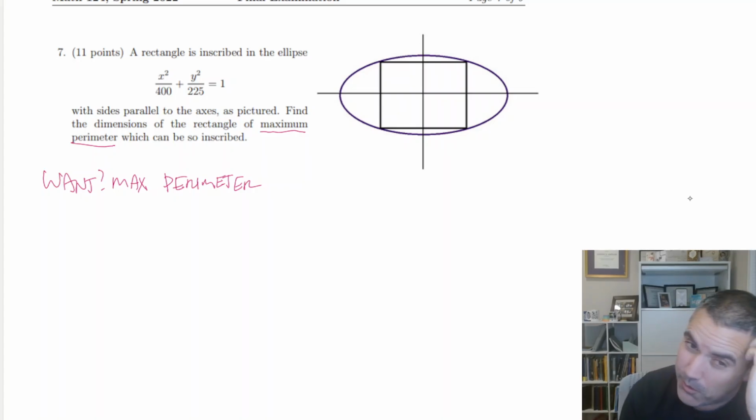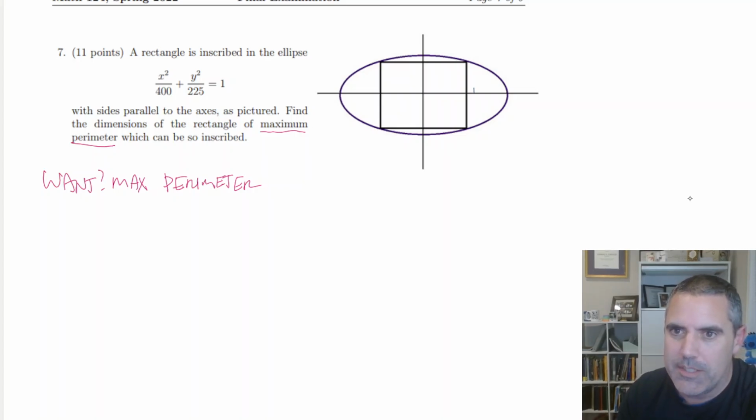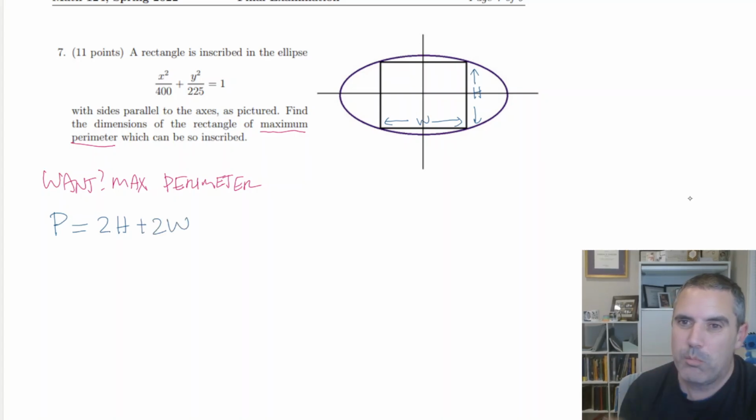Okay. So there's a thing here I want. Maybe just for now I'm going to label this H for the height and W for the width. So what I see is the perimeter is 2 times H plus 2 times W. But I want it to be a one variable problem. Now what do they give me? They give me that these corners are touching the ellipse. Now that might confuse people.